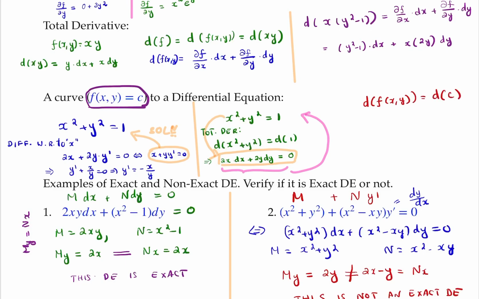And so now I can do an integration, and I can do the reverse process, just like we did over here. When we do the reverse process, we're going to get f of x,y equal to c, and that's a solution.